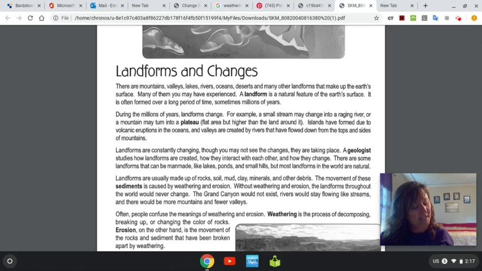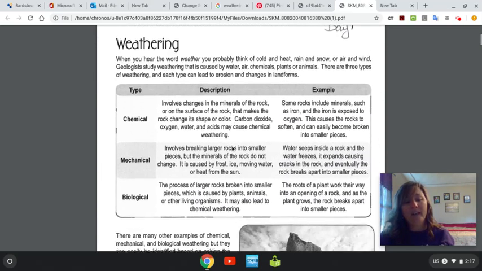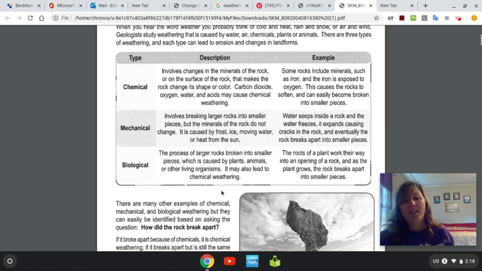Okay? And it's going to go through weathering and erosion. And there are 3 types of weathering. We already talked about chemical and mechanical weathering. We did not talk about biological. We did, but we didn't call it that. But that's caused by any living organism. And remember, organism is anything that's living. So plants, animals, or us too would count for that.